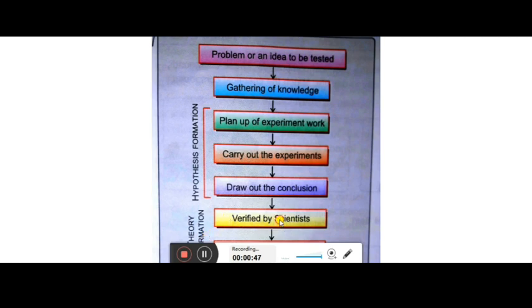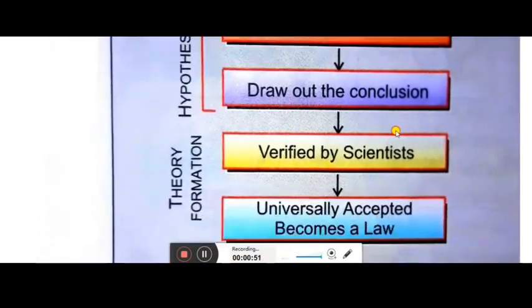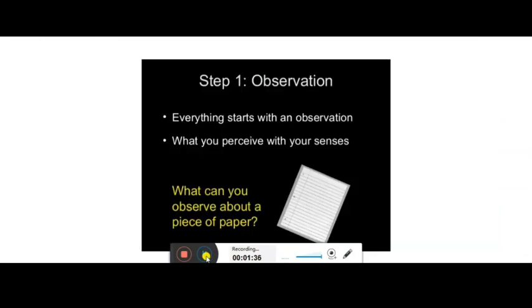And when the theory is formed, then there will be the law, which will be universally accepted. Now step by step we are going to study about the scientific method.